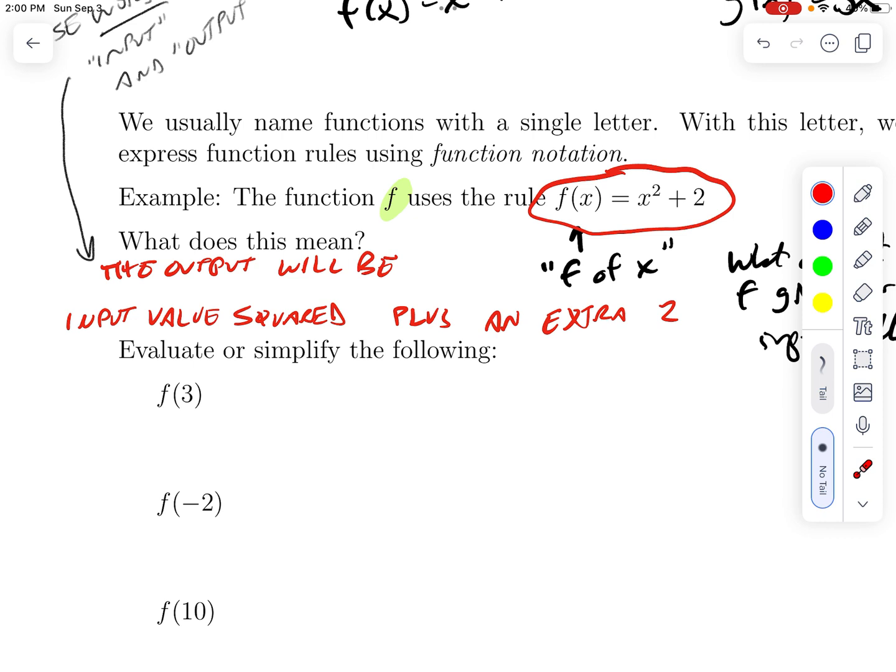So for this example over here, let's write an equal sign. We are evaluating. That means figure out what is the numerical value. The input is 3. How does this rule work? Square the input and add 2. That's 11.